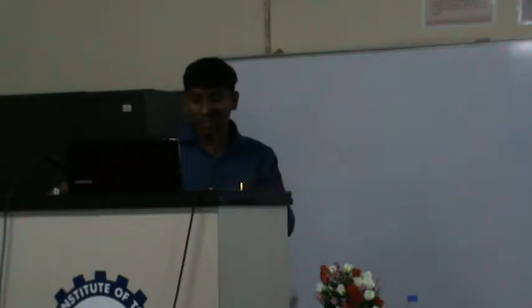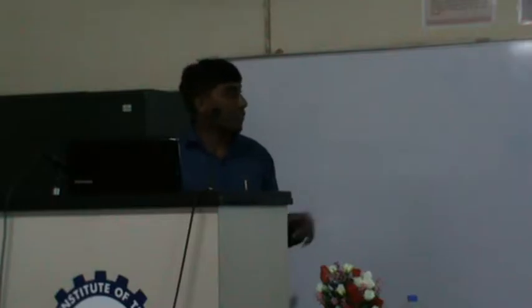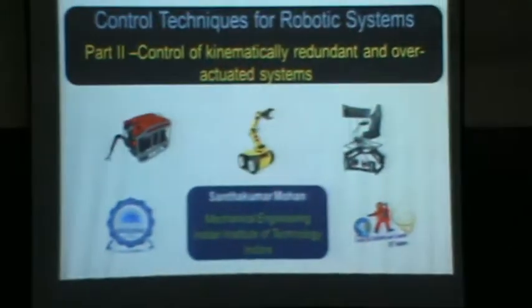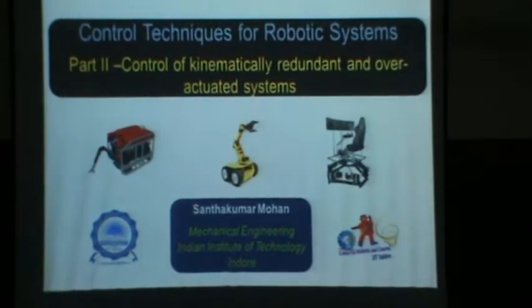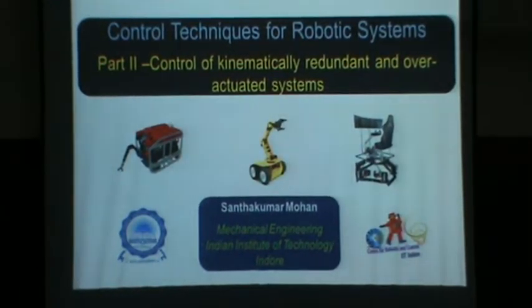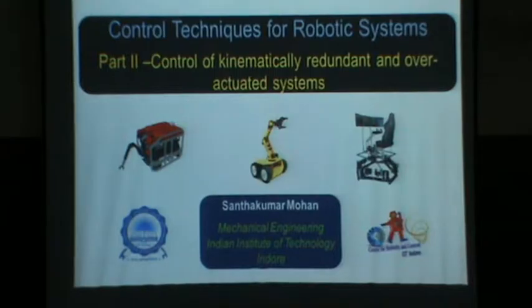For example, take the yellow robot which I mentioned here, this is obviously redundant. The mobility with the base is probably 2, but the manipulator has 7. So overall, it has 9 degrees of freedom. The task requires only 6, but it has 9. Similarly, any robot which is in service will obviously be redundant.